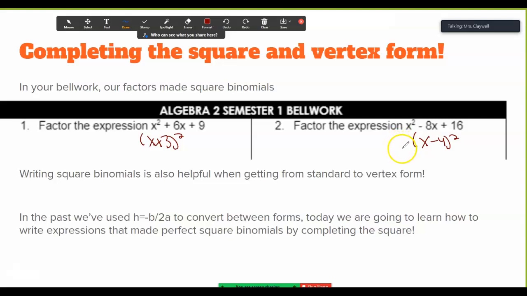We see these in vertex form, so they're really helpful. Writing squared binomials is helpful for getting from standard form, so that's ax squared plus bx plus c, to vertex form, which is a times (x minus h) squared plus k. In the past, we've used h equals negative b over 2a to convert between the forms, but today we're going to learn how to write the expression that makes perfect square binomials by completing the square.